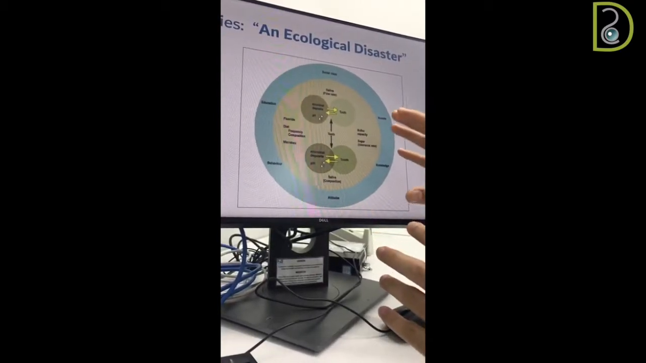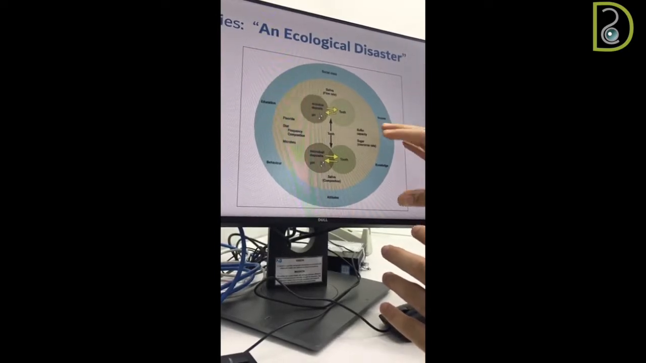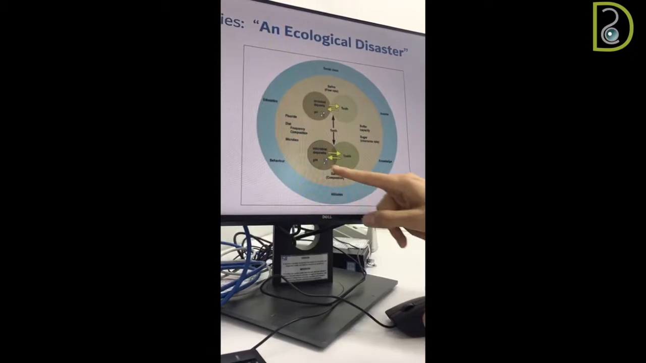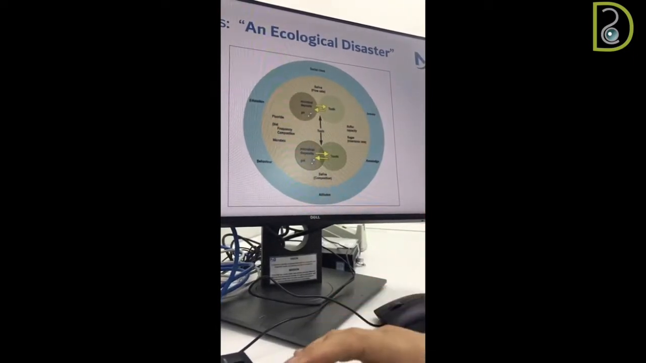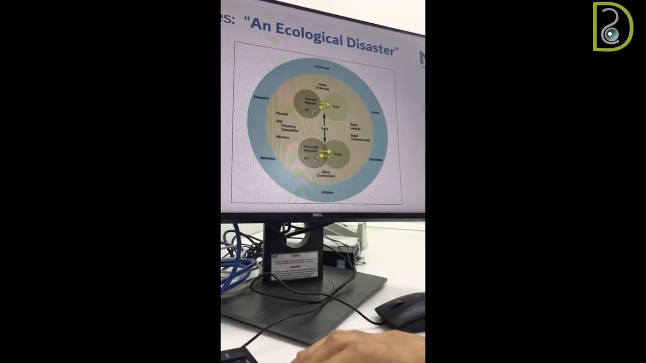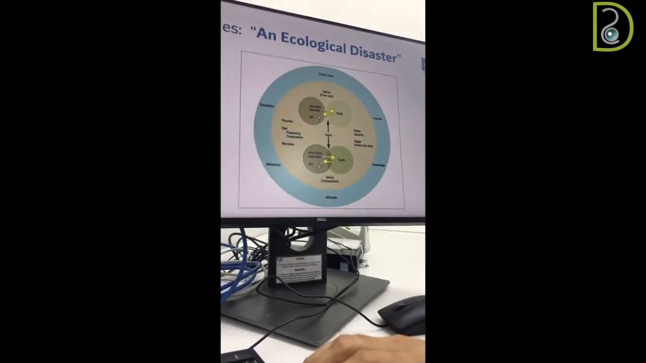So let's have a look into this, because the hall technique is going to work by changing this ecological system of dental caries. We cannot manage dental caries without managing the ecology.